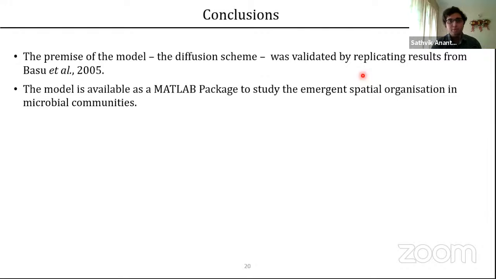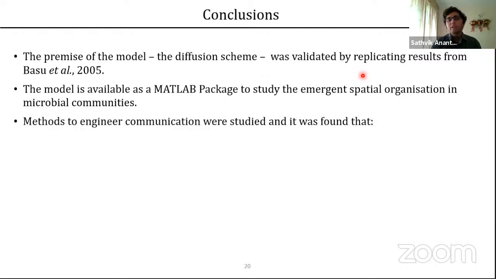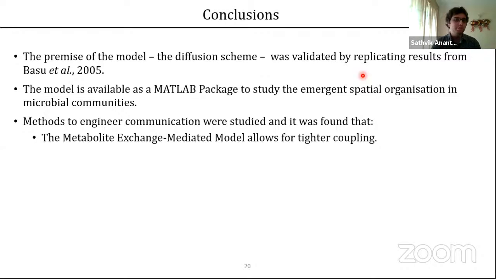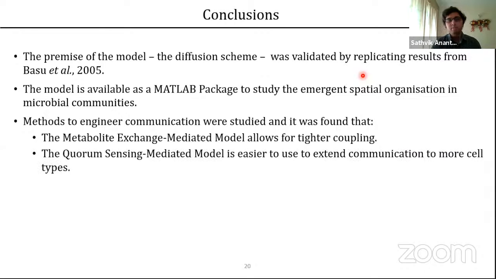And it's extendable to different species and different quorum sensing frameworks. We then analyzed the two different methods that we're considering to engineer communication between strains, and we found that the metabolite exchange mediated model allows for tighter coupling. However, it is also true that the quorum sensing mediated model is a lot easier to use when you're trying to extend communication to more cell types. This is because you don't have to deal with numerous interdependent auxotrophs here. You can instead simply deal with fairly modular AHL device pairs that have been designed and validated already.